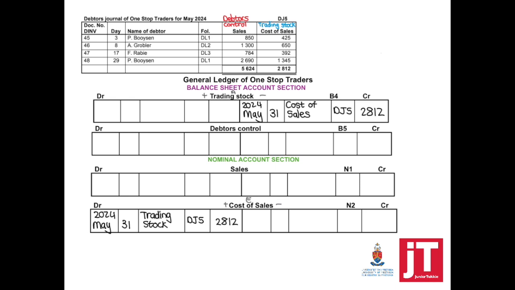Our end goal is we want to know how much profit did we make from selling these goods. So the only way to know the profit that we've made is by taking your sales minus your cost of sales.